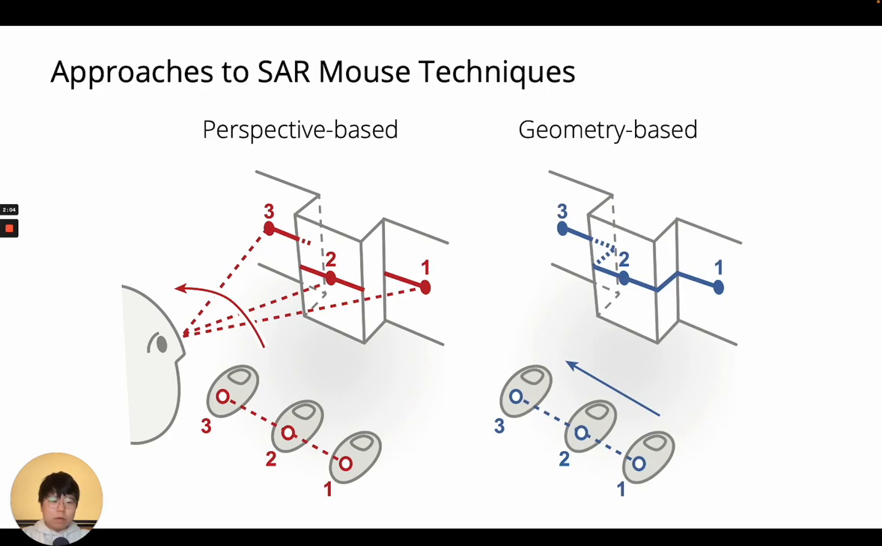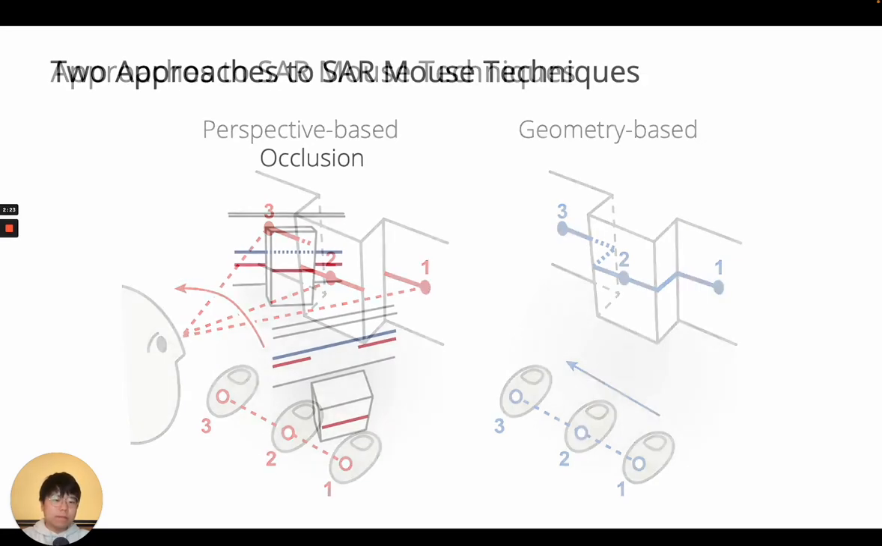We can also think of the cursor as moving along the curvature of the environment geometry, using the relative x and y mouse movements mapped to the cursor's local x and y axes. This is how we currently use a mouse on desktops and laptops, with the surface being a flat, planar display. We call this the geometry-based approach.